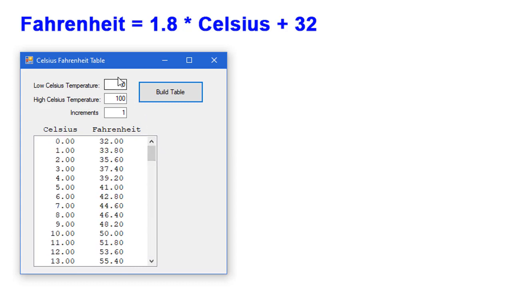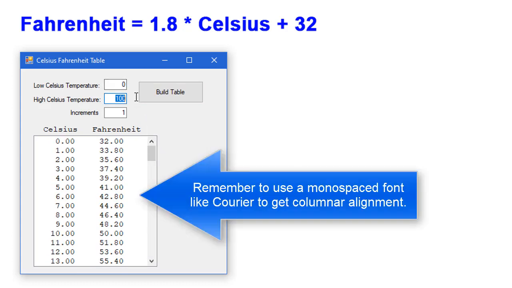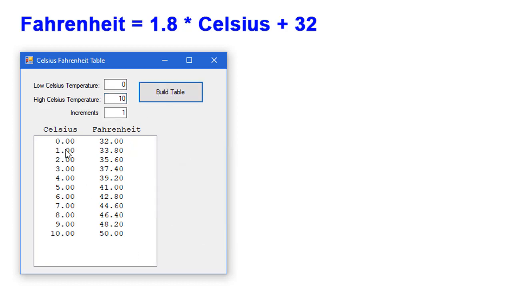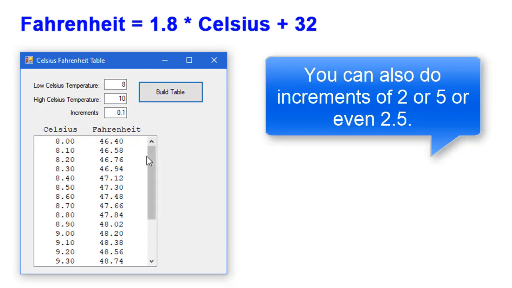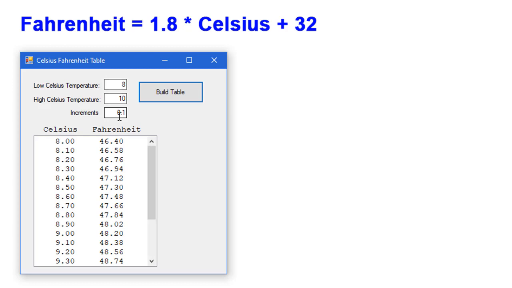Sometimes though I might want a smaller table, so I want to go from 0 to 10, and I can get just those values, or perhaps I want this in half-degree increments, or even more precisely, maybe I want to go from 8 to 10, but I want these in 0.1 increments. So I have a lot of control in how this table is built just from these three input values.